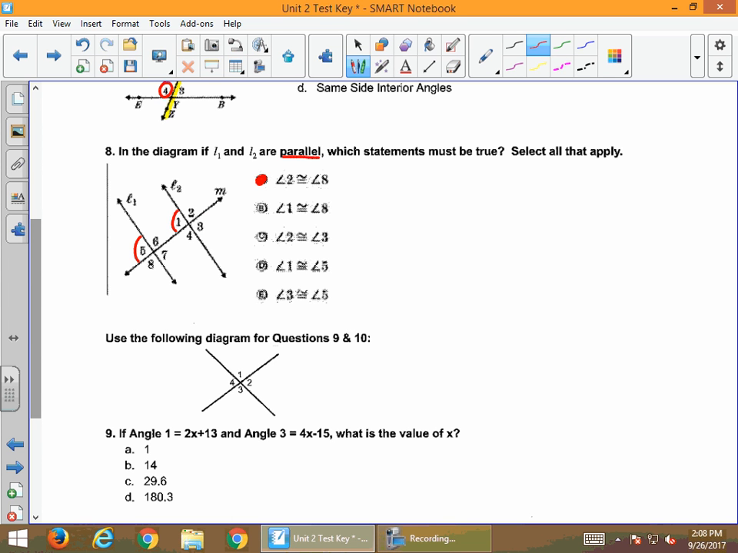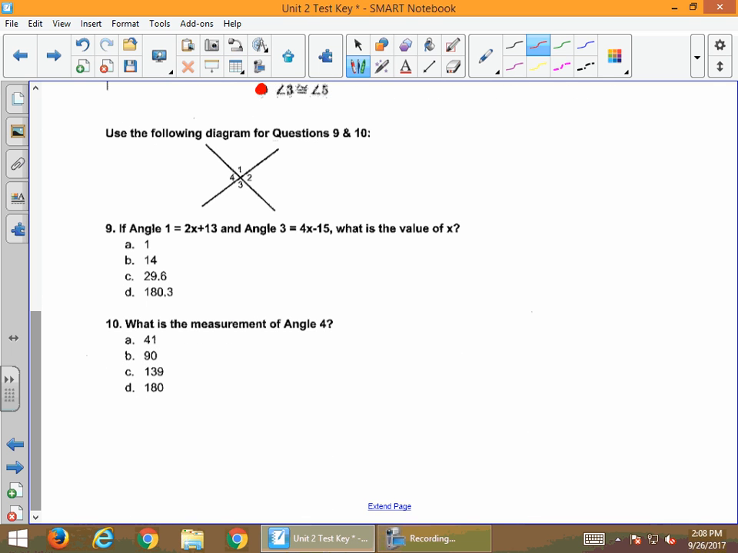1 and 5 are corresponding angles. They are congruent. And then 3 and 5 are alternate exterior angles, and they are congruent. So you needed to fill in 3 of them and leave 2 blank: A, D, and E, and you had to leave B and C blank.